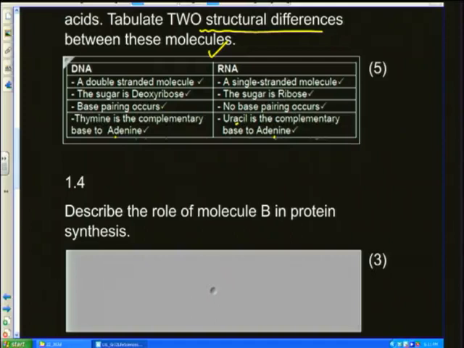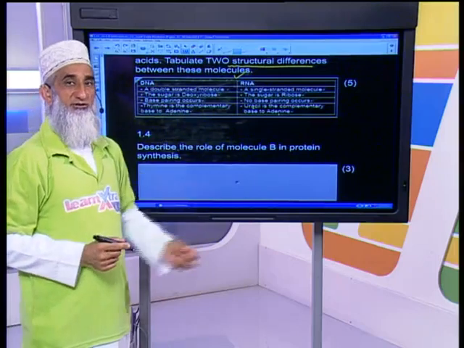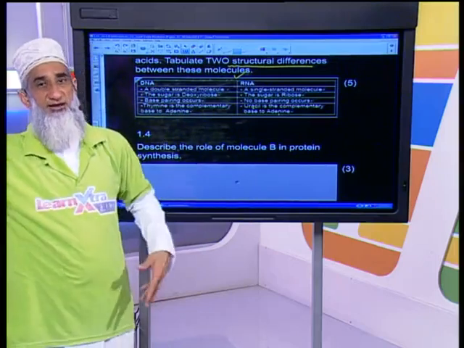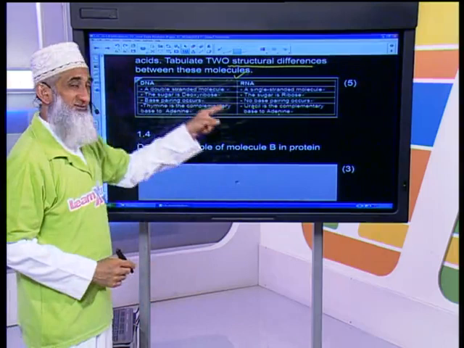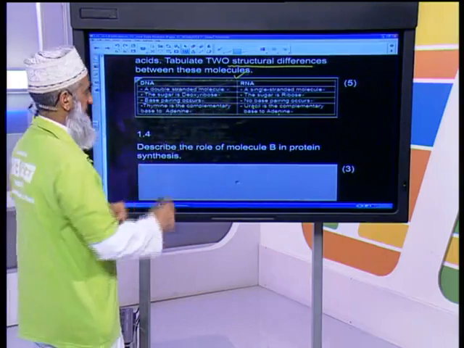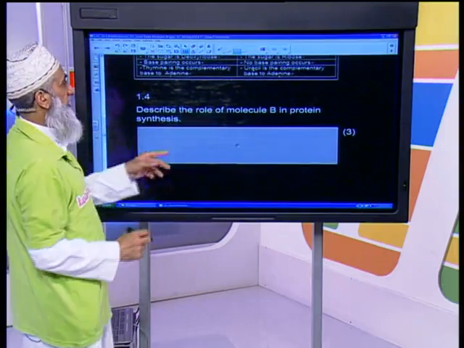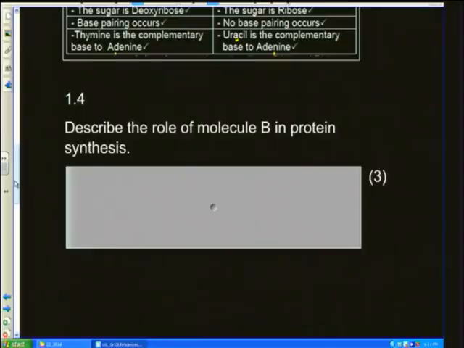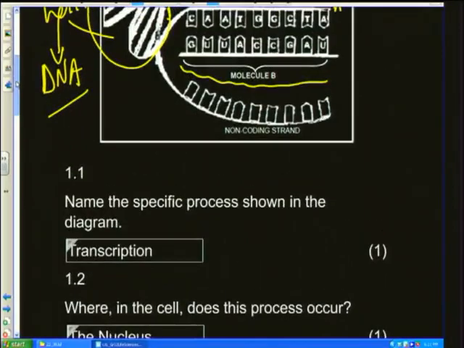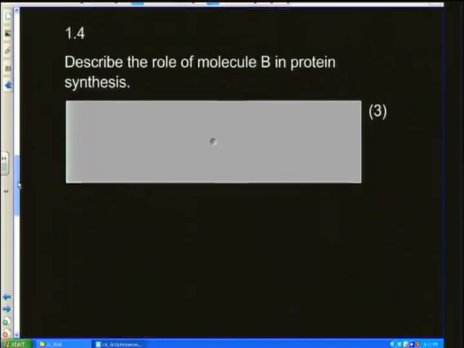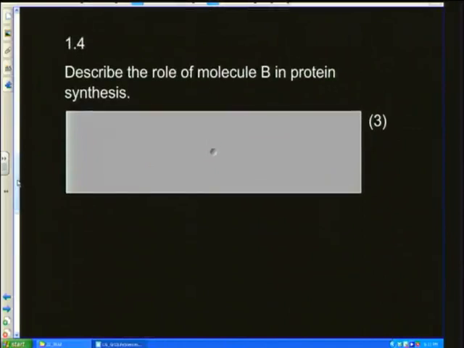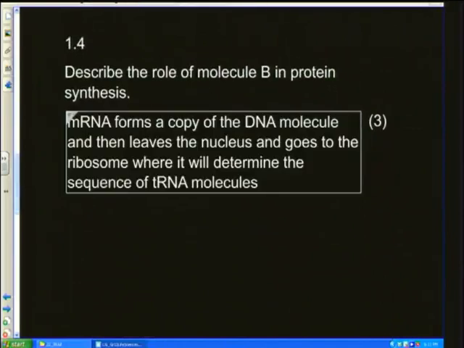Not just any. Somebody could have said that one is found only in the nucleus and the other one is found in the nucleus and what have you. But they ask for structural differences, so you stick to that. Describe the role of molecule B in protein synthesis. Molecule B would be the RNA, and that particular one is messenger RNA. What does it do? First of all, messenger RNA copies the code from DNA.